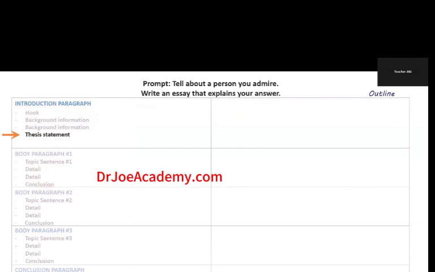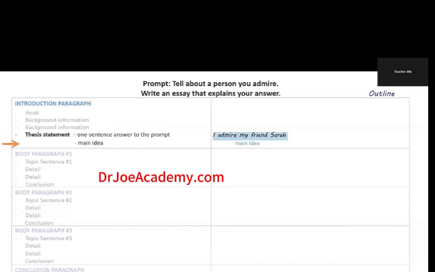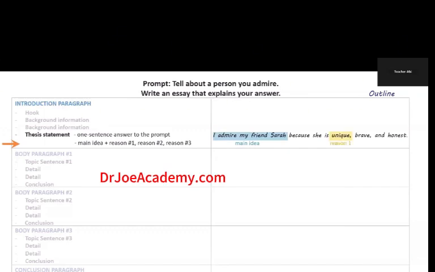For a basic essay like this one, I recommend writing your thesis statement as a 1-sentence answer to the prompt. My answer to this prompt is, I admire my friend Sarah. That is the main idea of our thesis statement. Now we need to add reasons. Because we're writing a 5-paragraph essay, I'm going to add 3 reasons to my thesis statement. So why do I admire my friend Sarah? Because she's unique, brave, and honest. Reason number 1 is that she's unique. Reason number 2 is that she's brave. And reason number 3 is that she's honest.